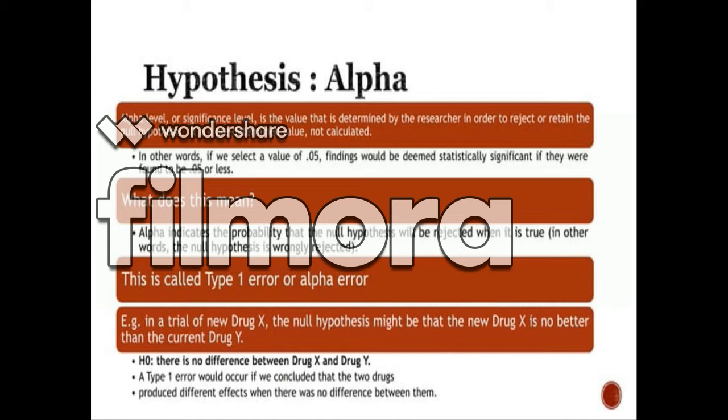Alpha indicates the probability that the null hypothesis will be rejected when it is true. In other words, the null hypothesis is wrongly rejected. This is called type 1 error or alpha error.